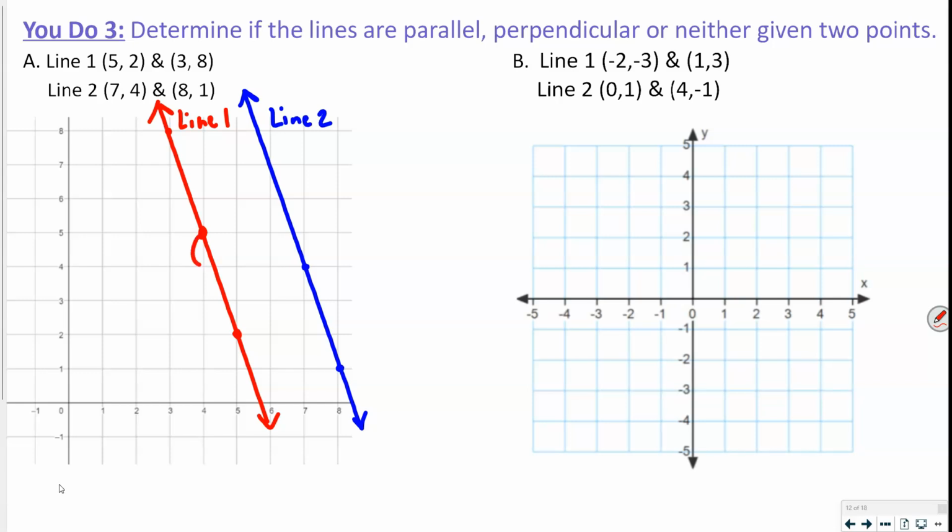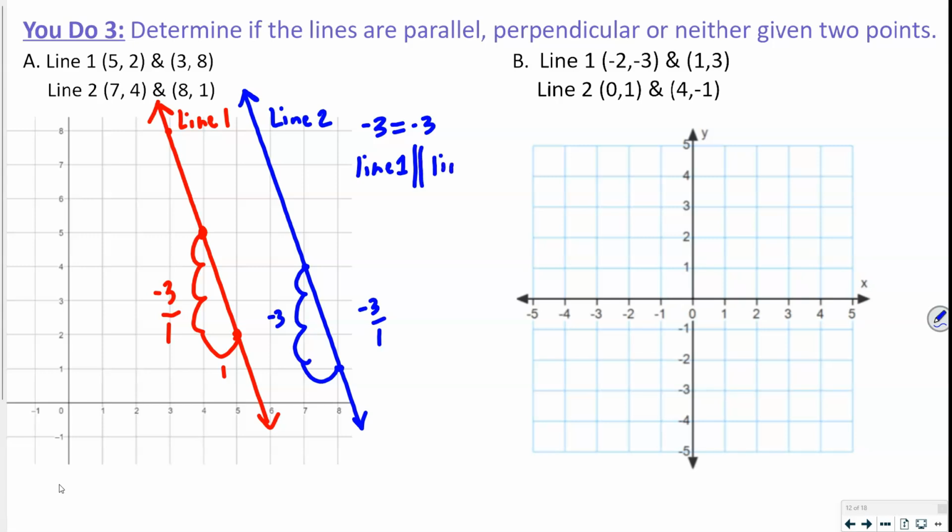So this is going down 1, 2, 3, and over 1. So that's negative 3 over 1. And this one, 1, 2, 3, down 3 over 1, right? So this is negative 3 over 1 as well. So what does that make the slopes? So the slopes are negative 3 equals negative 3, right? So that means line 1 is parallel to line 2. Okay? All right, so let's do the other one as well.